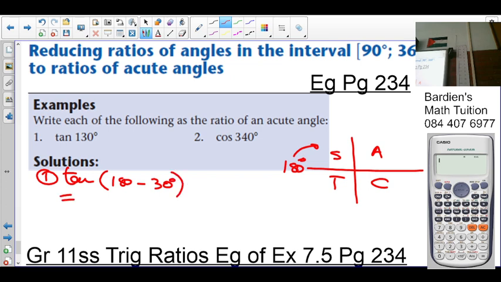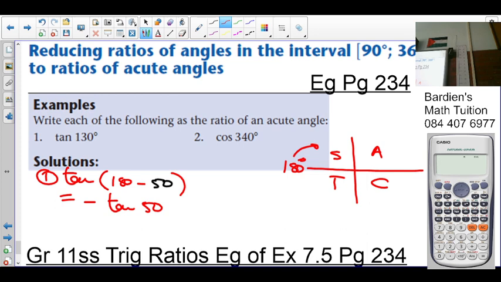Is tan positive or negative in your second quadrant? Negative. Yes? That's 50. Yes, my mistake. It's 50. So is tan positive or negative in the second quadrant? Negative. So it becomes negative tan 50.